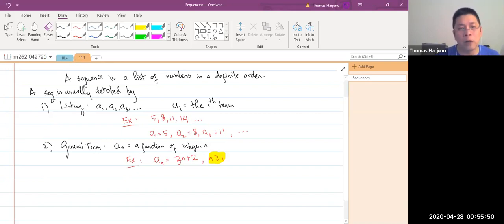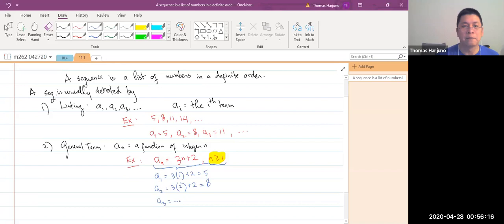By the way, if I give you a general term like this and you want to find the first term, you plug in n equals 1. The second term, you replace n by 2, and so on and so forth. So from the general term, we will be able to find the listing. But from the listing, we may not always get the general term.